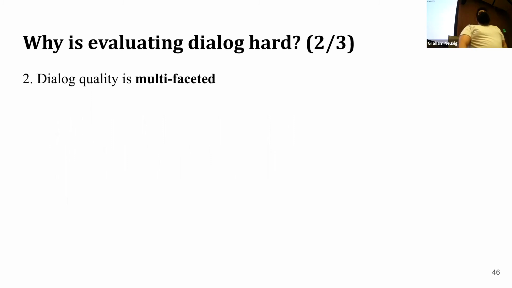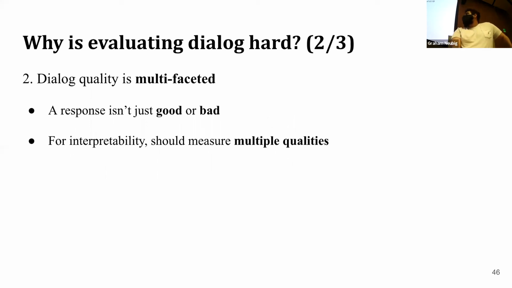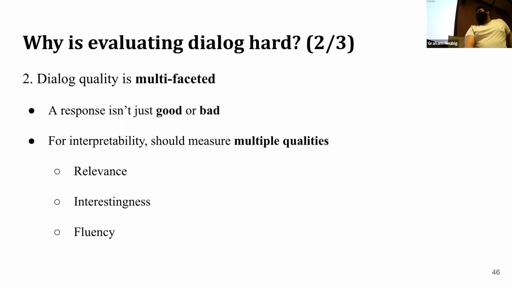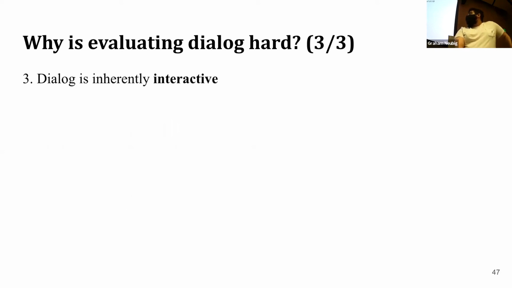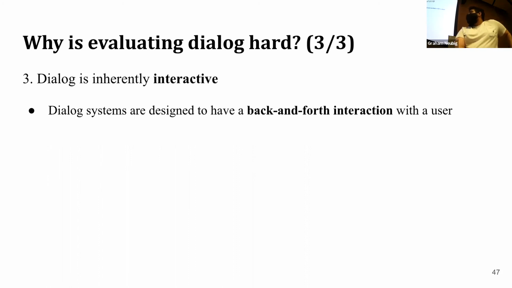Dialogue quality is also multifaceted, so it doesn't really make sense to boil things down to a response being good or being bad. For the purposes of interpretability, we should be measuring multiple qualities like relevance, interestingness, and fluency. And then the final reason is that dialogue is inherently interactive. The goal of dialogue systems research is to build models that can have a back and forth interaction with a real user.